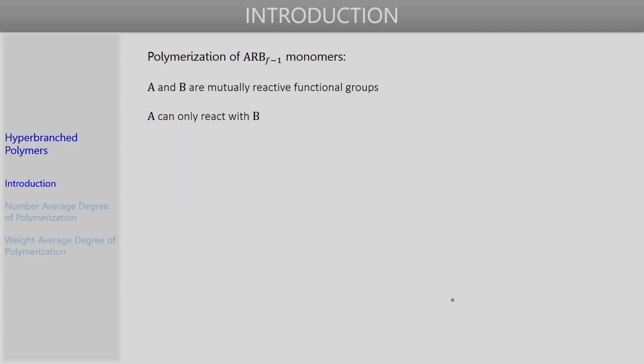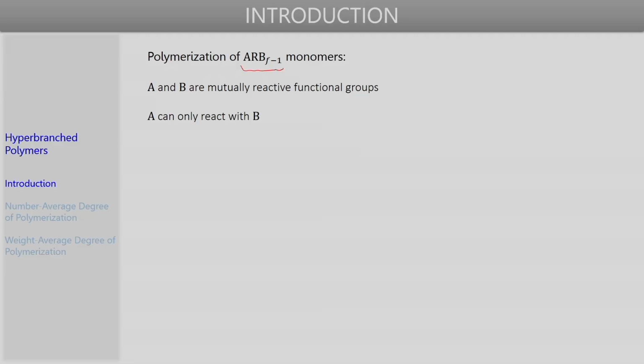If we consider a monomeric unit, let us represent that monomer by A-R-B_{f-1}. Here A and B are functional groups which are mutually reactive. We will be focusing primarily on branched or hyper branched polymers that form through what is called step polymerization or condensation polymerization. So, A can react with B to form a link between the monomer units. But A and A cannot react. Similarly, B will not react with B.